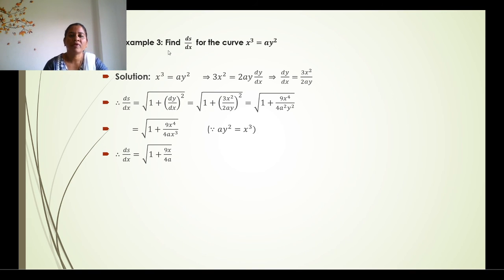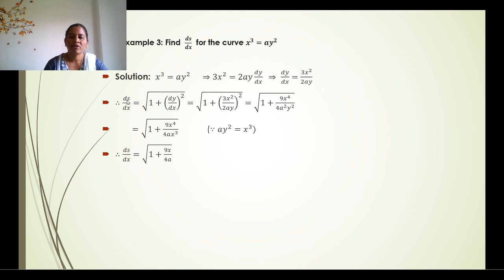Next we move on to find ds by dx for the curve x cube is equal to a y square. X cube is equal to a y square is given. Differentiate with respect to x. 3x square is equal to 2ay dy by dx. Then dy by dx is 3x square by 2ay.